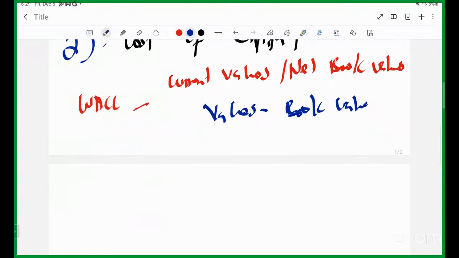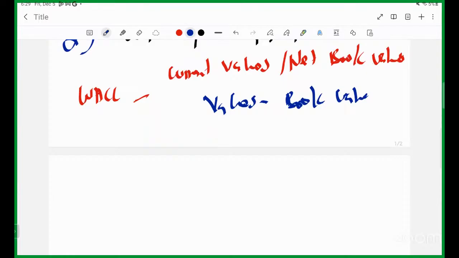And then also, the other difference is if you have other components of equity like retained earnings, and you also have, let's say, share capital.